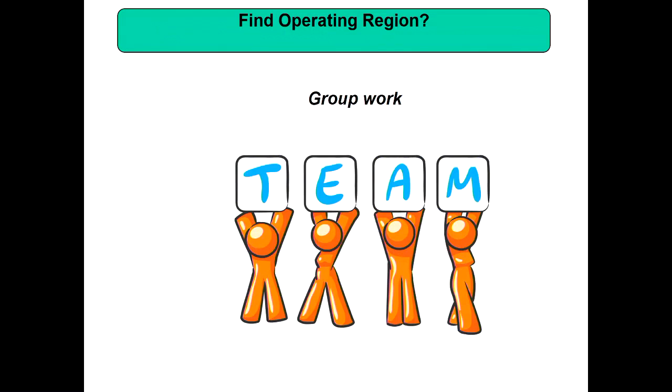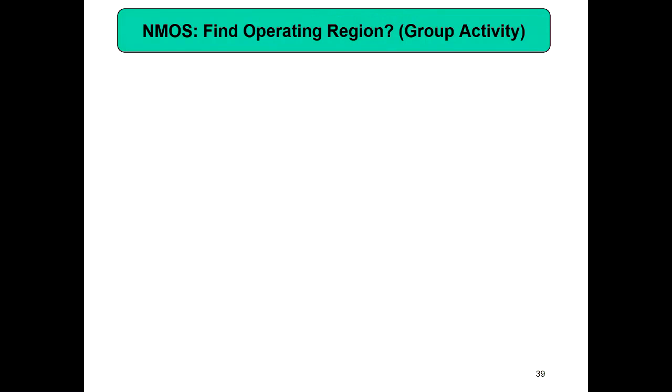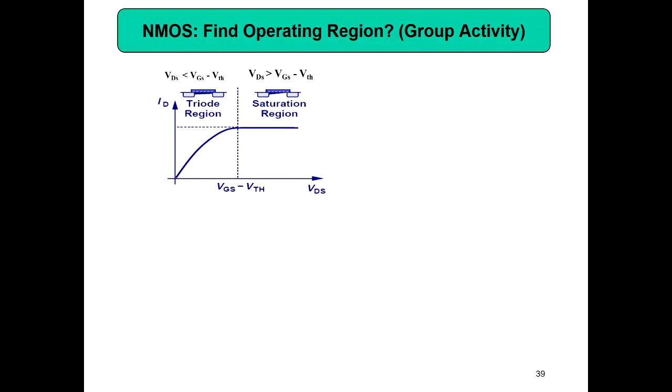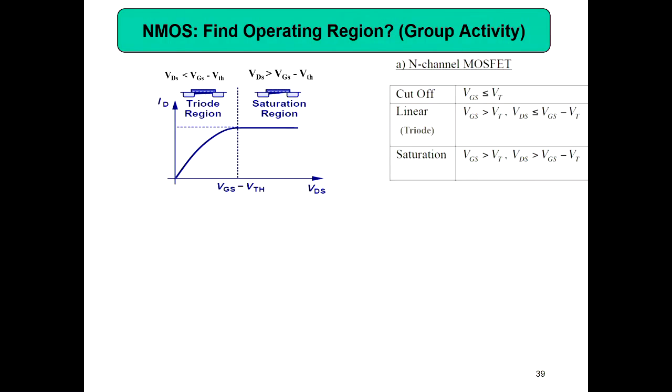So now we will find out some operating regions. Maybe it's a group work. So first we will take NMOS. In the NMOS, we have regions: the triode region, VDS less than VGS minus VTH. Saturation, when your VDS is greater than VGS minus VTH. This is the edge of saturation, and here we get the pinch off, channel pinch off.